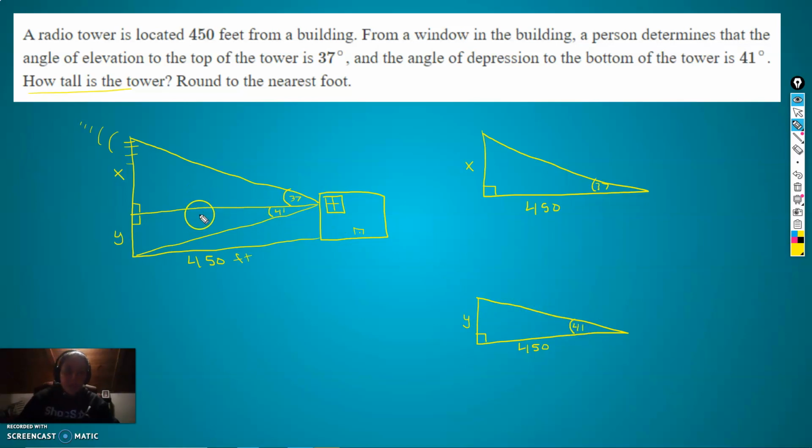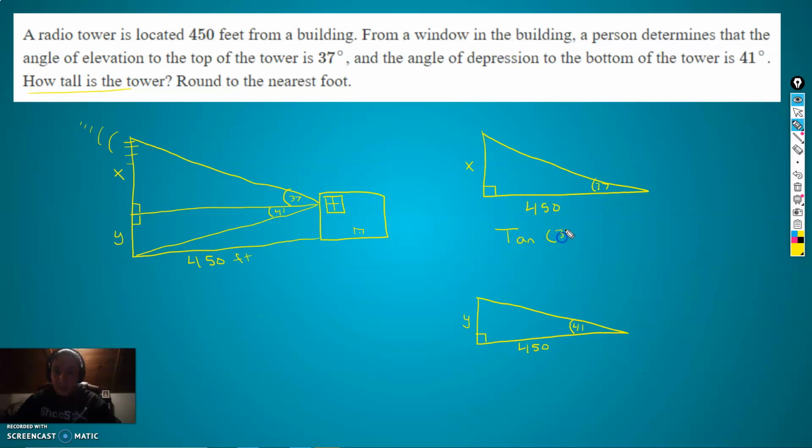So I've plucked these two triangles out of my drawing, and if I can figure out x and I can figure out y, and add them together, I will get the height of my tower. So this is how I'm going to approach this. Okay, so I want x, and I know that this angle here is 37. From this angle, I have an opposite side and an adjacent side. So who does that? Tangent.